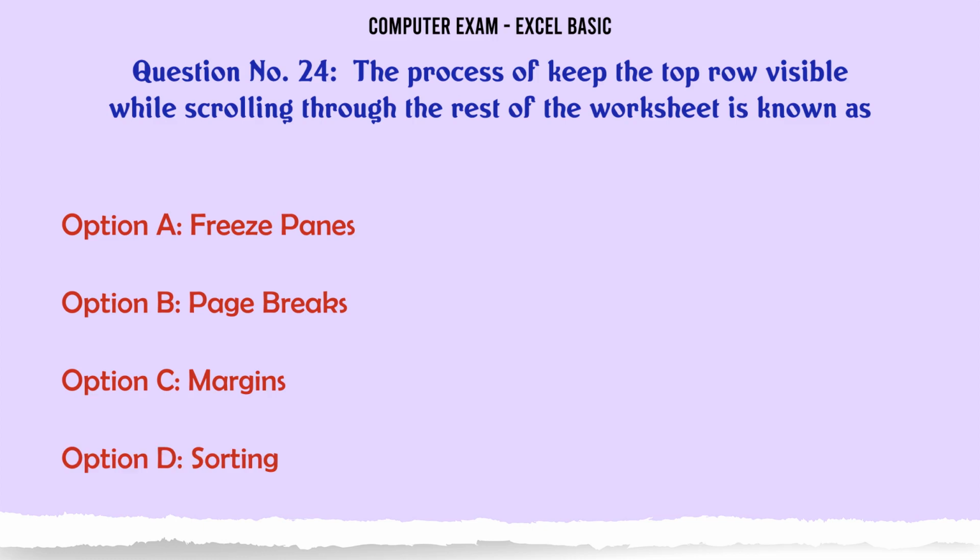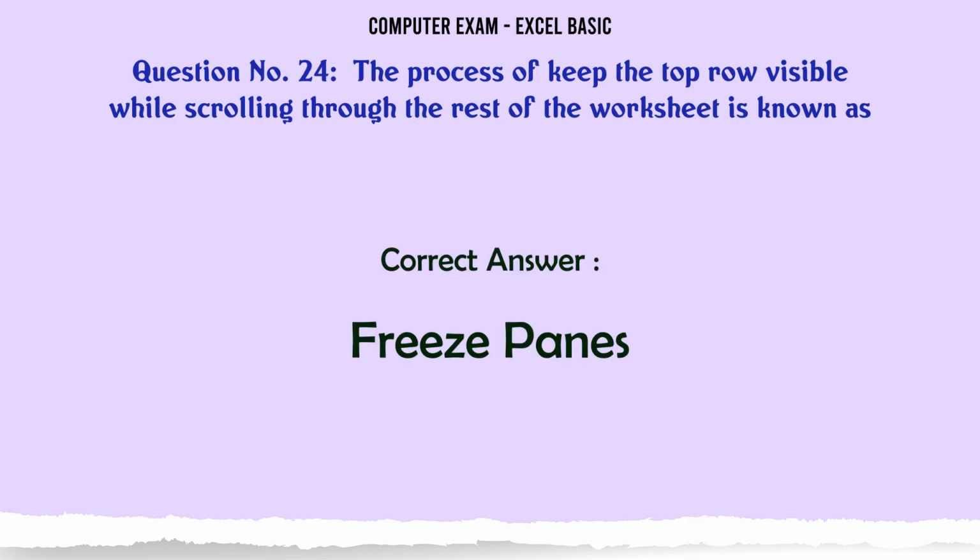The process of keeping the top row visible while scrolling through the rest of the worksheet is known as: A. Freeze panes, B. Page breaks, C. Margins, D. Sorting. The correct answer is freeze panes.